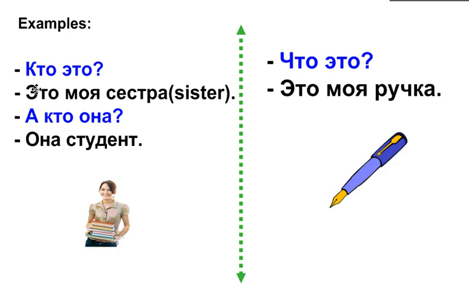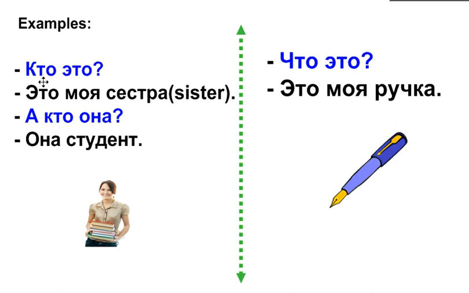Let's review it again. Кто это? Read it with me, please. Повторяйте. Repeat. Повторяйте. Кто это? Это моя сестра. А кто она?